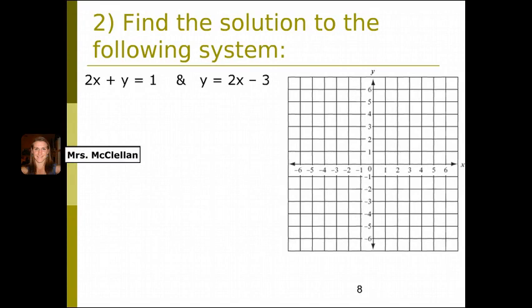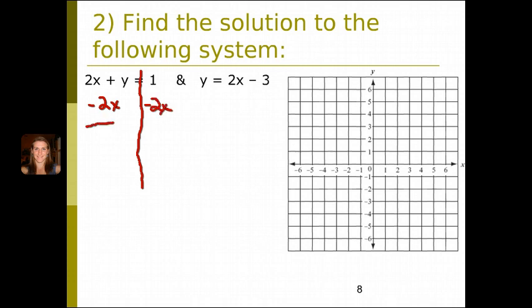Okay, so unlike our last example, our first equation is already in standard form. It's not in slope-intercept form. So in order for us to graph this equation, we'll need to get it in slope-intercept form. In order to do that, you have to solve for y. So remember, we have to subtract 2x from both sides. Our 2x's cancel, leaving us with y equals -2x plus 1.